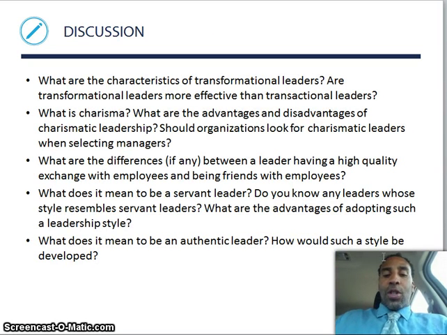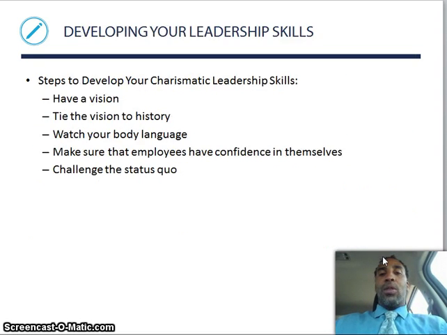More discussion questions. What are characteristics of a transformational leader? Are transformational leaders more effective than transactional leaders? A little bit of that is opinion, but some of it is fact when you're asking what the characteristics are. So I want you guys to go back, look at that, answer the questions, and always learn something.